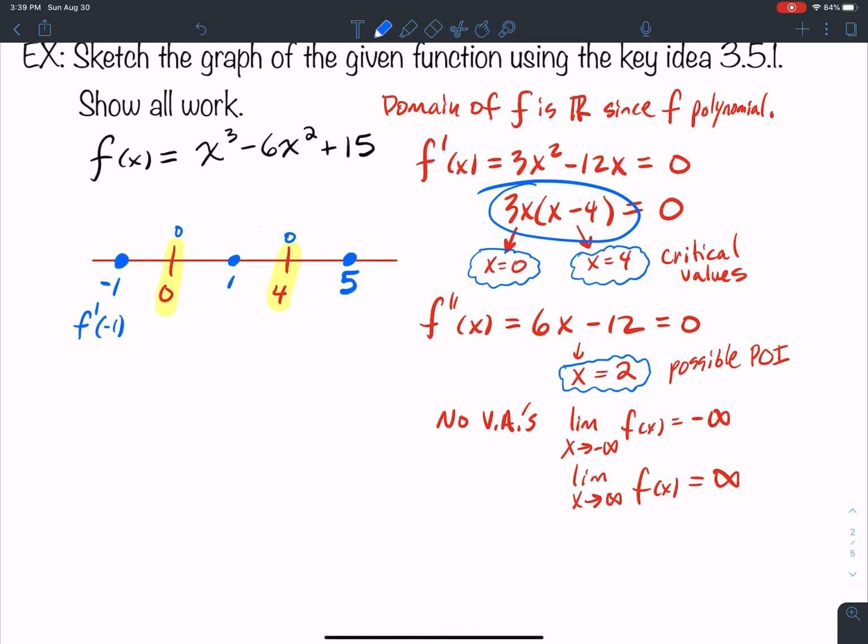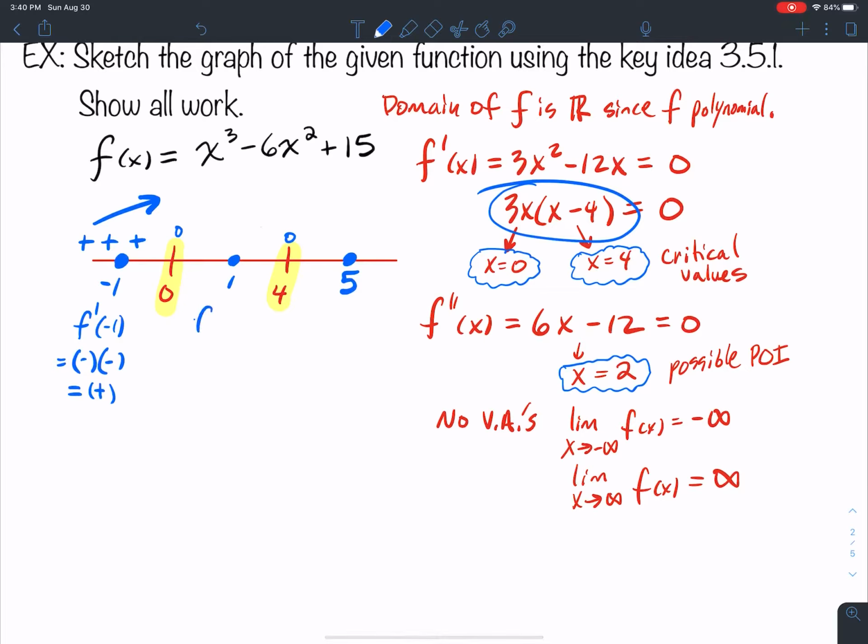It's 3x times x minus 4, right? So that gives me -1 times 3, a negative number, times -1 minus 4, that's a negative number too. And so a negative times a negative equals a positive. And so that means that on this interval we're positive, so we're increasing.